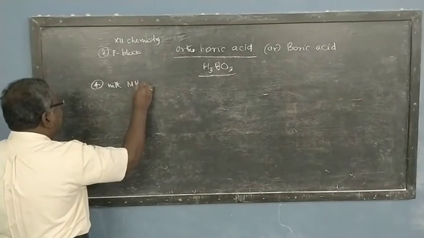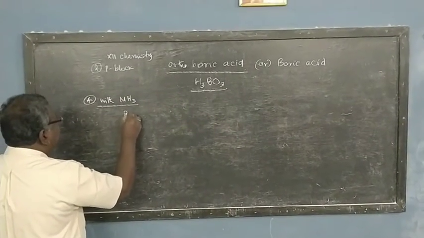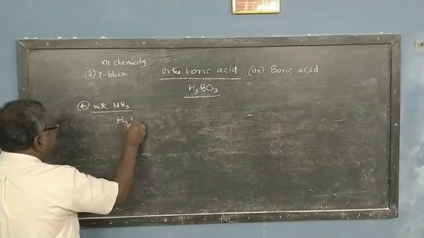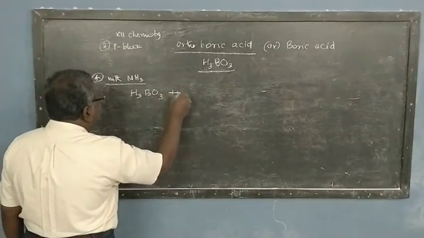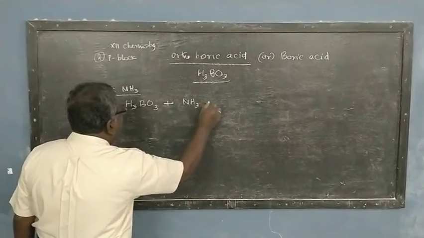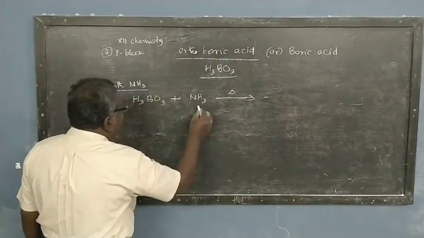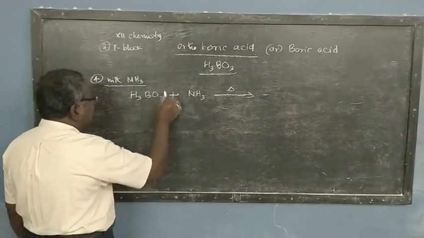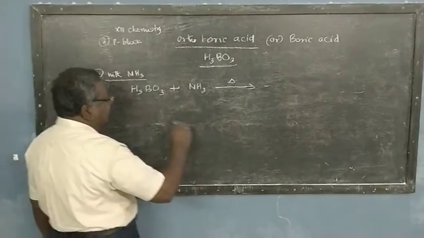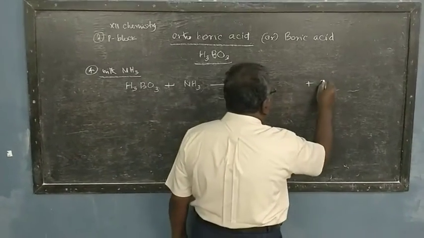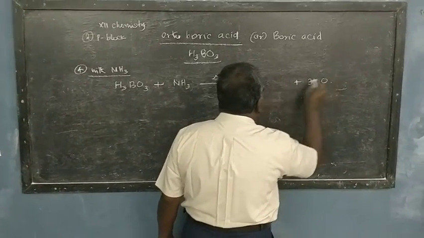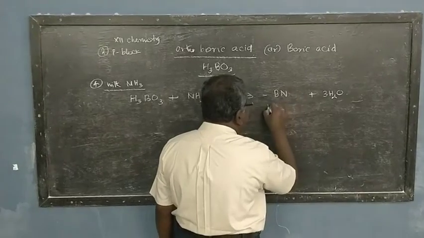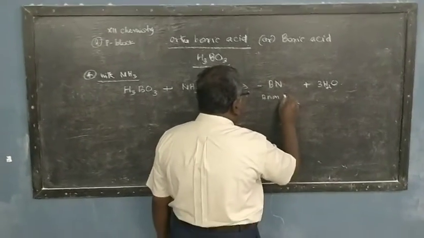So ammonia reacts with boric acid. Boric acid formula is H3BO3. It reacts with ammonia. So these two on heating, these 3 hydrogen will join with 3 oxygen and 3 hydrogen to form 3 water molecules. And we get boron nitride. This is a simple equation.